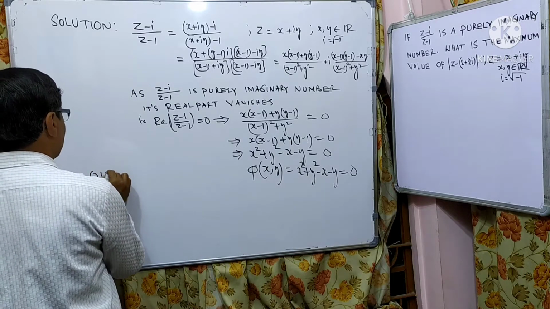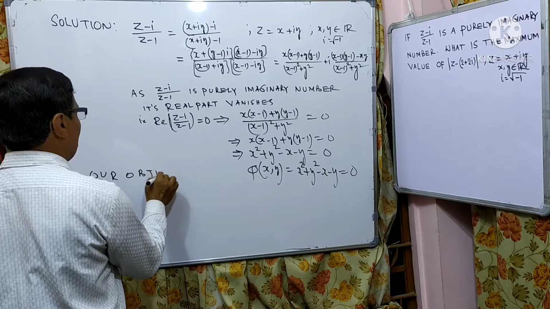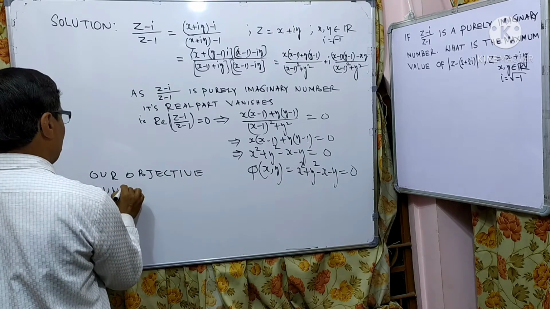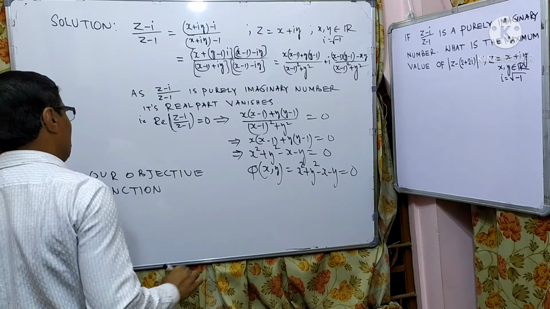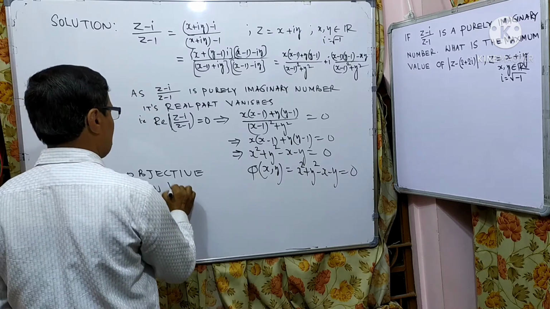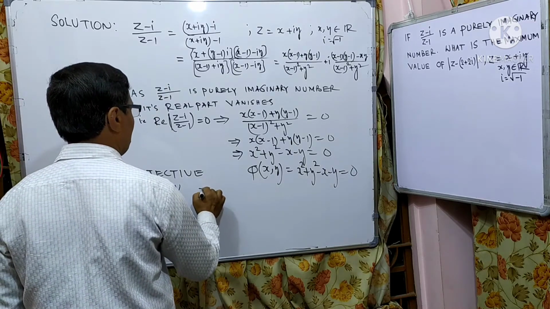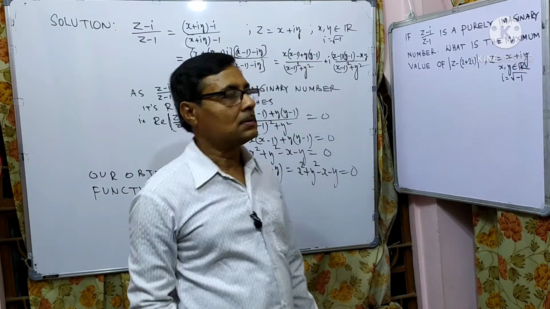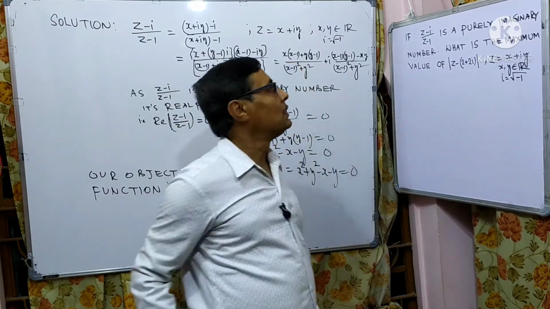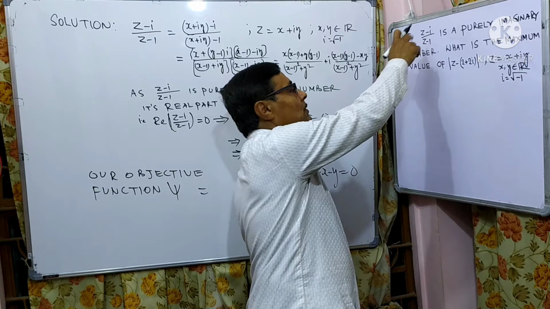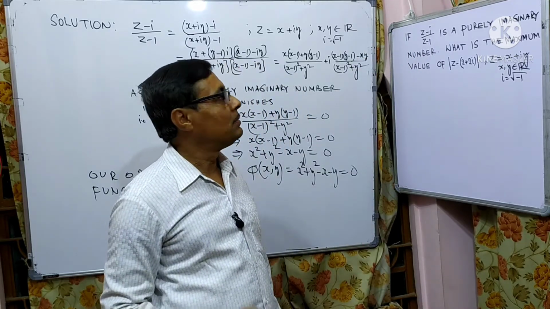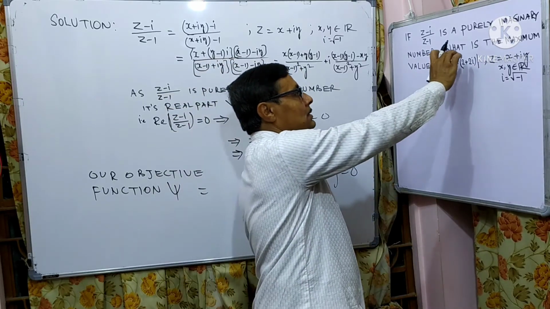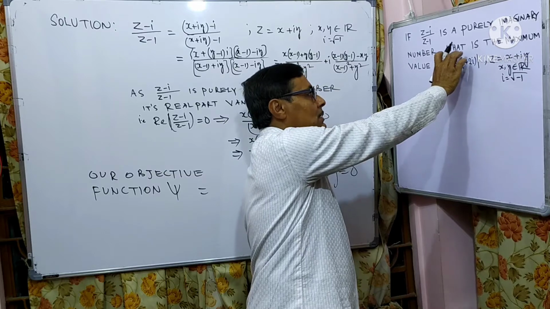Now our objective function can be considered as psi equal to the modulus of z minus 2 plus 2i. We have to maximize this function under the condition that (z minus i) over (z minus 1) is a purely imaginary number. So this is our objective function. Our aim is to maximize this objective function, that is this expression.